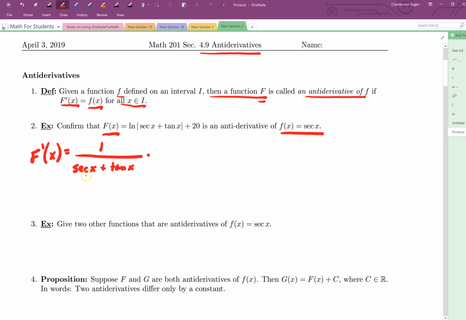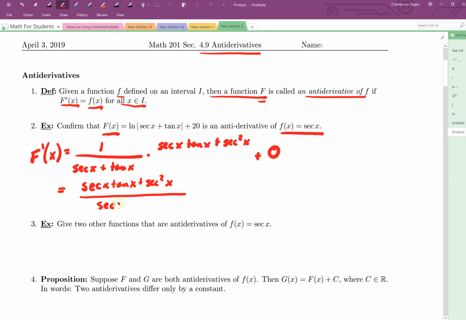Well, the derivative of secant x is secant x times tangent x, and we're going to add to that the derivative of tangent x, which is secant squared x, and then, of course, what was the derivative of 20? I'll just add a plus 0 there. So let's see how things clean up. Both of these terms have a secant in them that I could factor out. Let's first write it as a single fraction. So we have secant x tan x plus secant squared x all over secant x plus tan x.